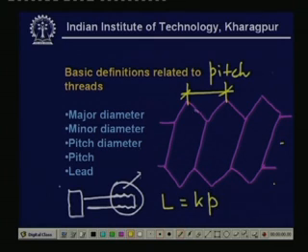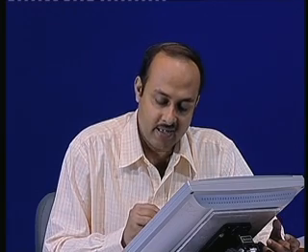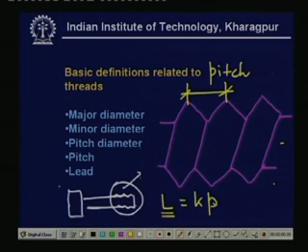That is, p is the distance between 2 threads, but for 1 revolution it advances by 1 L, that is 1 lead, and that is equal to k times p, where k is the number of threads. That is, if it is a double threaded screw, then lead is equal to twice the pitch. If it is a triple threaded screw, then this is 3 times p, and so on and so forth. So, these are the different geometrical properties of the threaded profile.